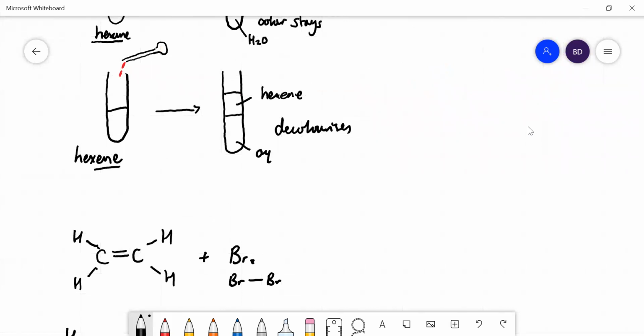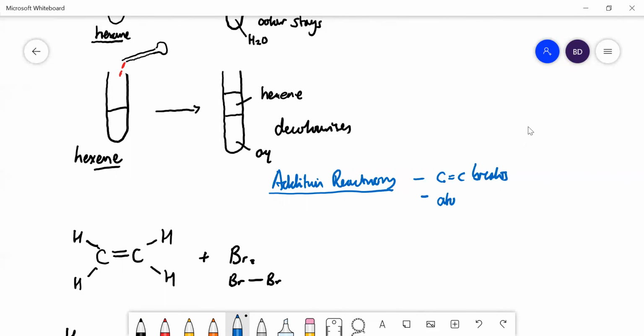Now we need to look at this reaction in more detail. This is actually called an addition reaction. Now, all alkenes undergo addition reactions, and what happens is the double bond breaks, and two different atoms add on to the carbons.